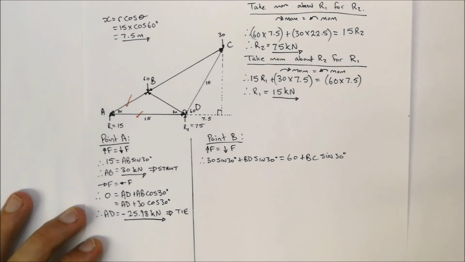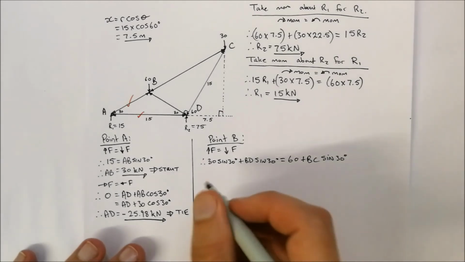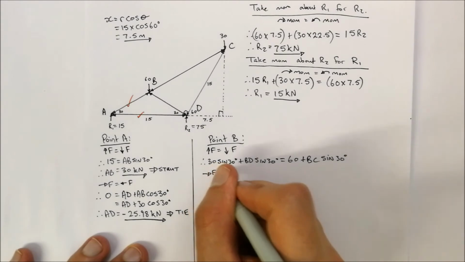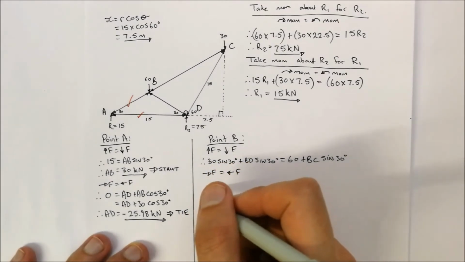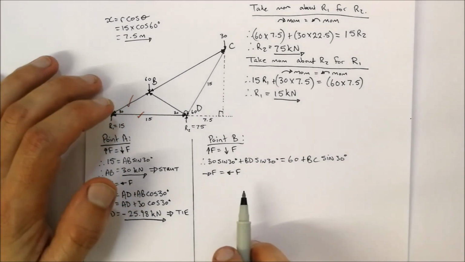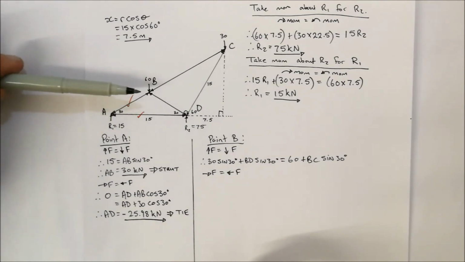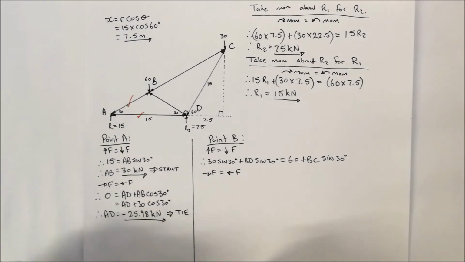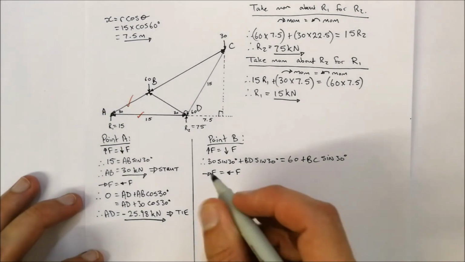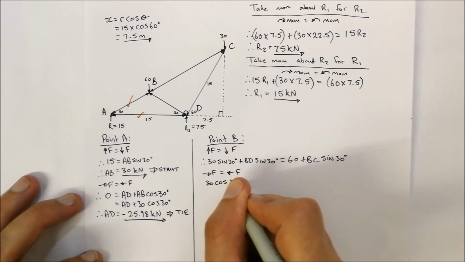Now that we've got that, let's have a look at the forces going towards the right and forces going towards the left. Right hand forces must be equal to left hand forces. If we look at point B again, what forces are acting in the right hand direction? Well, AB is going to have a horizontal component acting over there. We know that AB is equal to 30, and that's going to be cos 30 degrees.